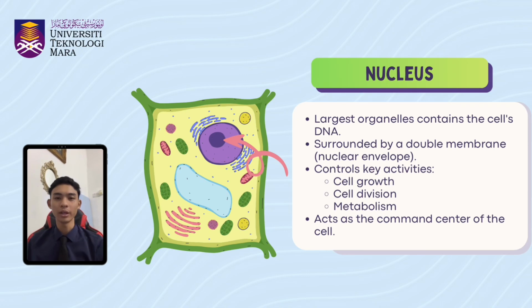Now, we look at the nucleus. The nucleus is the largest organelle and contains the plant's genetic material such as DNA. It is surrounded by a double membrane known as the nuclear envelope. The nucleus regulates cell growth, cell division, and metabolism. It acts as the command center of the cell.